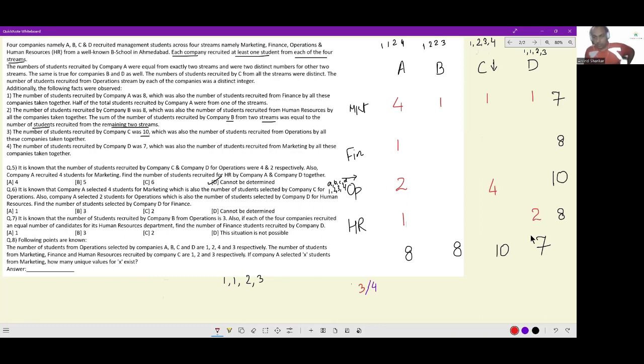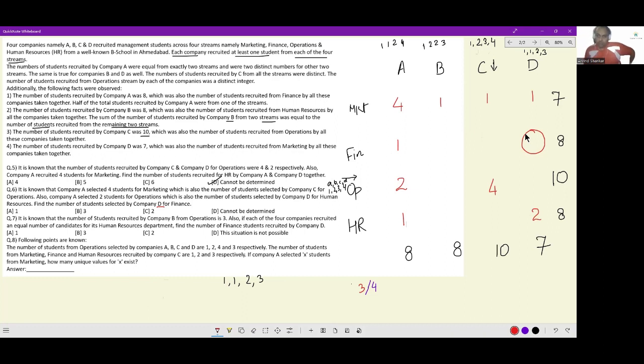Okay. This is done. Now we need, one, two, three, four, lots of things. Let's see. Find the number of students selected by company D for finance. Company D for finance. This number is what we are after. This is what we are selecting.